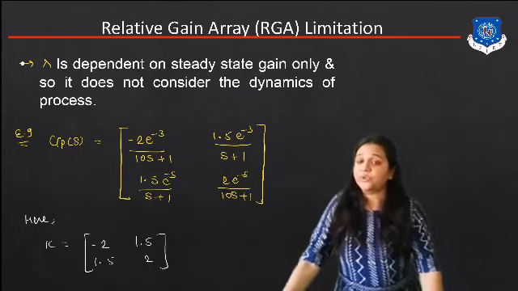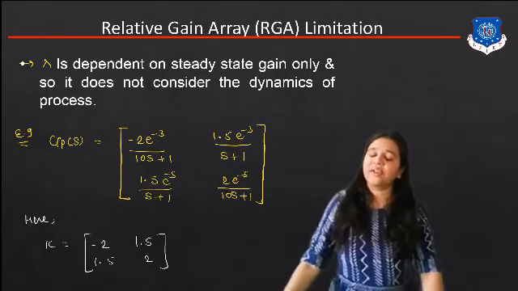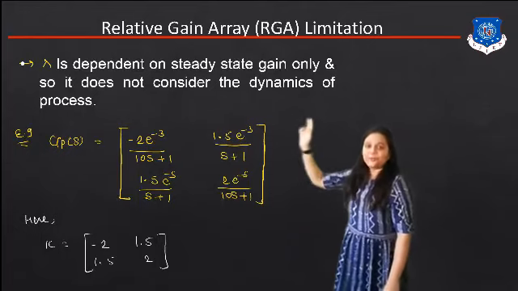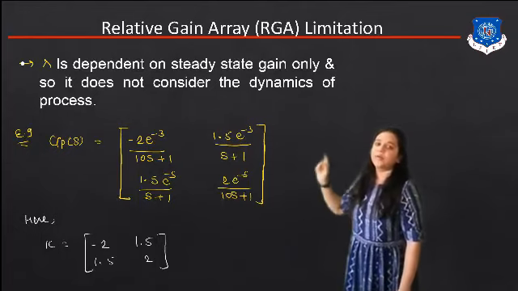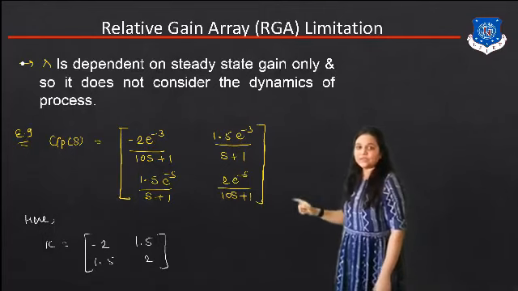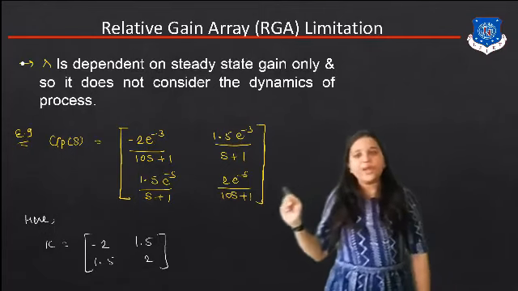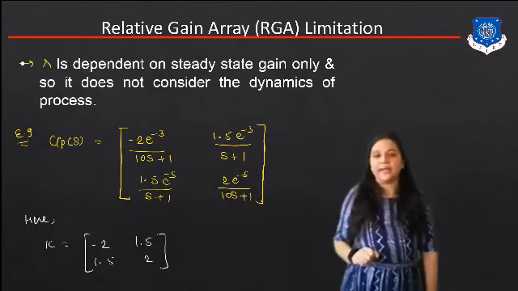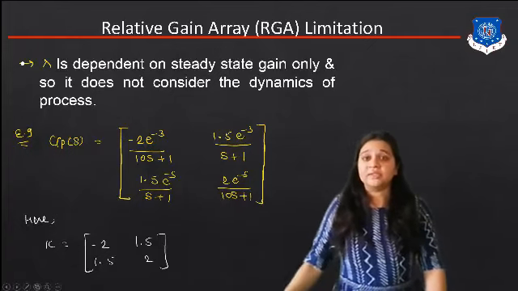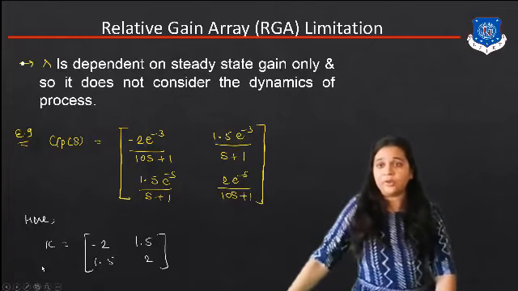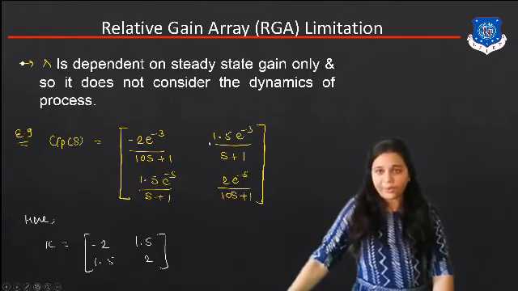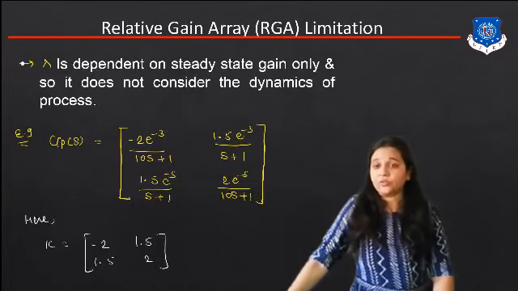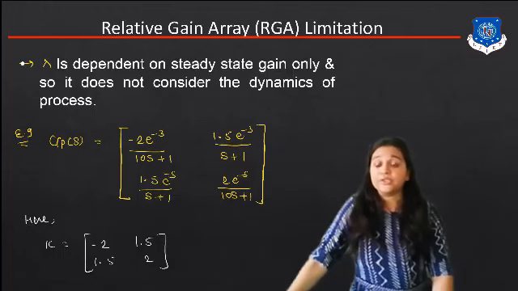the process. Suppose an example is given: the process transfer function Gp(s) is equal to the matrix with entries minus 2 e raised to minus 3s upon 10s plus 1, 1.5 e raised to minus 3s upon s plus 1, 1.5 e raised to minus s upon s plus 1, and 2 e raised to minus s upon 10s plus 1. So here what is the steady state gain? We take the constant terms. So K is equal to minus 2, 1.5, 1.5 and 2. Now what is the relative gain array? We have to find the relative gain array using this equation.